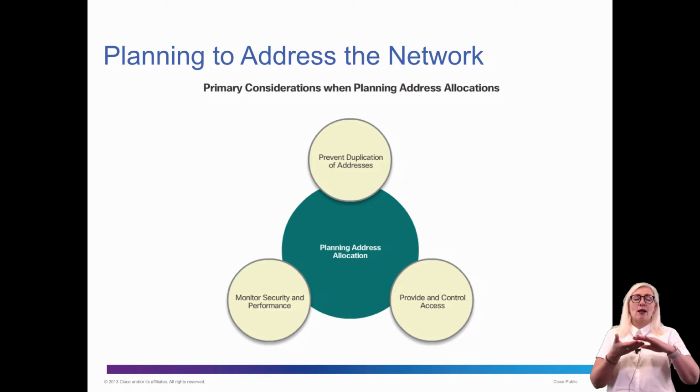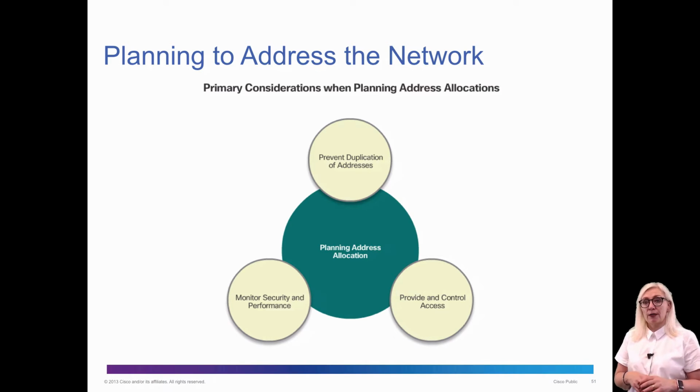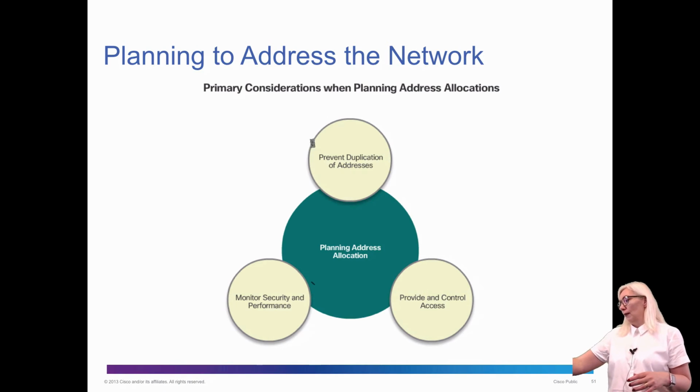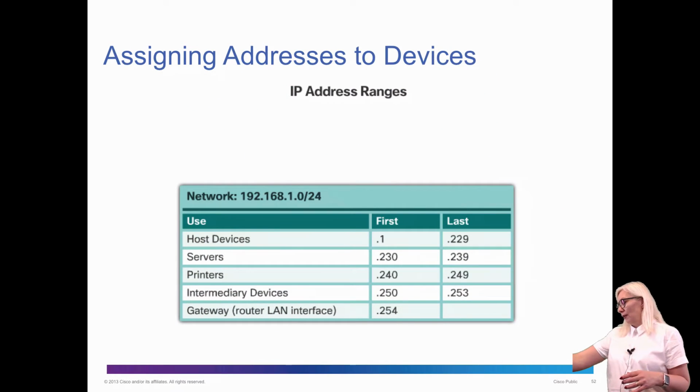Also, we need to have an overall understanding of the plan, and make sure that our network addresses do not overlap each other. And then, of course, provide and control access, which means that, for instance, we need to put in a DHCP server and stuff like that.